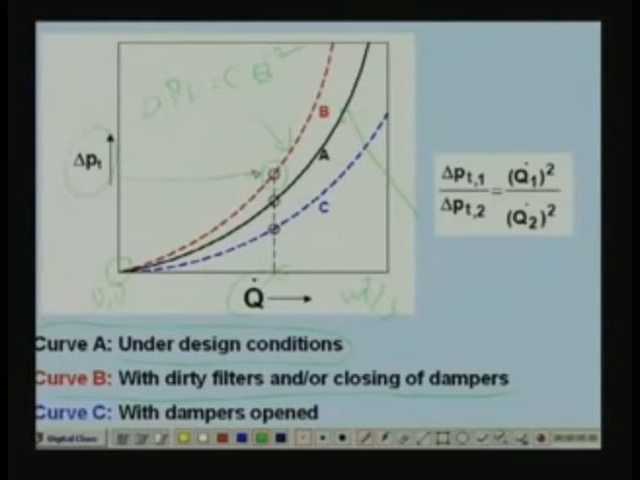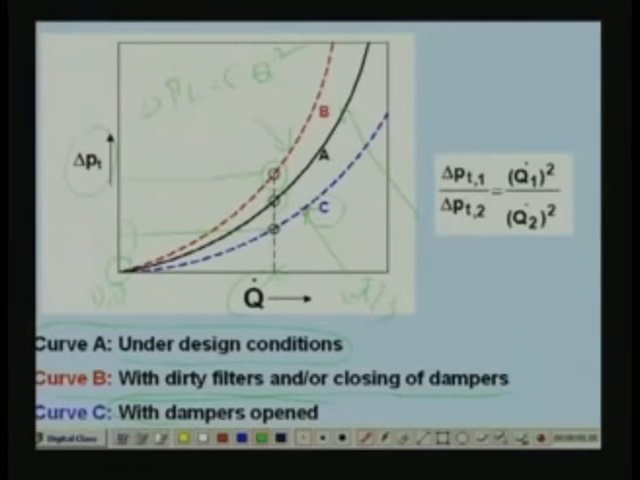Now, if you open the dampers, let us say that the filters are clean, but you have opened the dampers more compared to the design condition, then you find that the duct performance curve is given by this blue line, line C. Okay. This is with dampers opened, right. So, when you open the dampers, you find that for the same flow rate the total pressure loss will be less. Okay. Because the pressure loss across the damper is reduced because of the opening. So, as a result you get less total pressure loss. Okay. So, this kind of curves are known as duct performance curves.